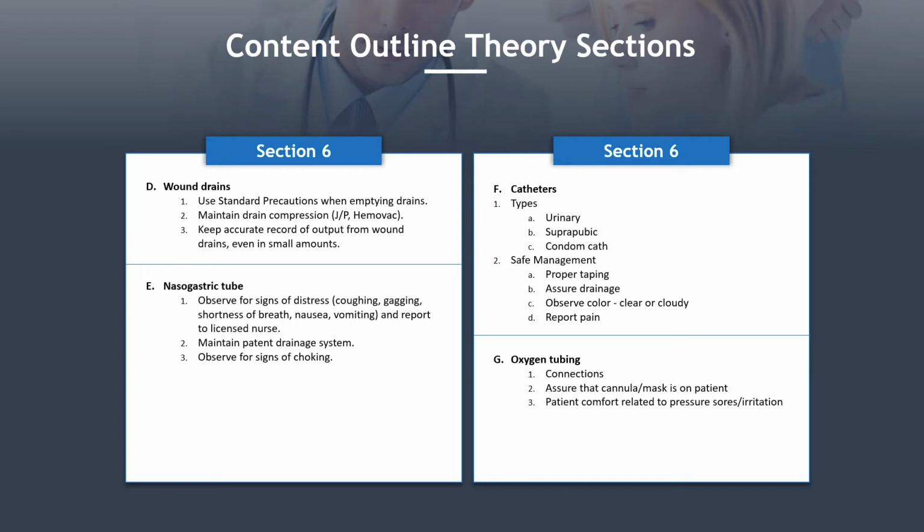F. Catheters. The types: urinary, suprapubic, condom cath. Safe management: proper taping, assure drainage, observe color, clear or cloudy, and report pain. G. Oxygen tubing. Connections: assure that the cannula or mask is on the patient. Check patient comfort related to pressure, such as sores or irritation.